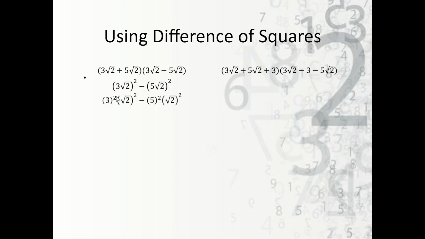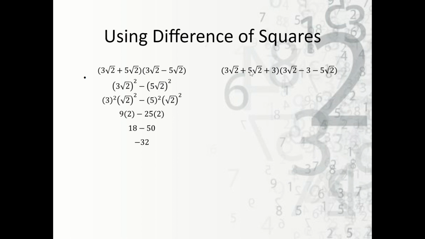So we end up with 3 squared and square root of 2 squared, minus 5 squared and square root of 2 squared. Well, 3 squared is 9. Square root of 2 squared is just 2. 5 squared is 25, and square root of 2 squared is 2. So we end up with 9 times 2 minus 25 times 2. Well, 9 times 2 is 18, and 25 times 2 is 50. So we get 18 minus 50, which is negative 32. So this is a simple way to solve without having to actually FOIL this and then multiply everything out and combine and everything. This is just a simpler way to do it in fewer steps.